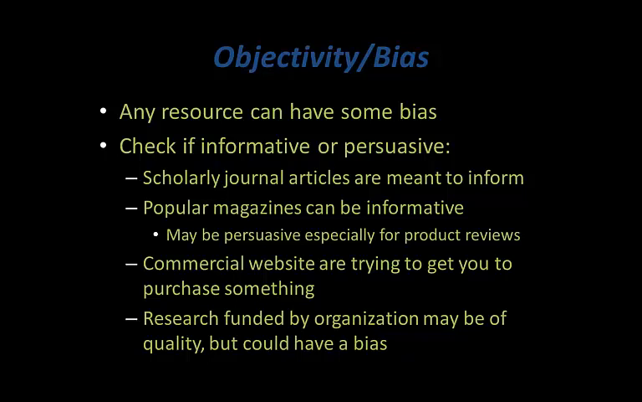For example, while a scholarly journal article will have some persuasion in the conclusion, the research is meant to inform the reader, not simply persuade you to a point of view. Popular magazines can be informative, but be aware of the information, especially for product reviews. Websites, especially commercial websites, are often trying to get you to purchase something rather than inform.